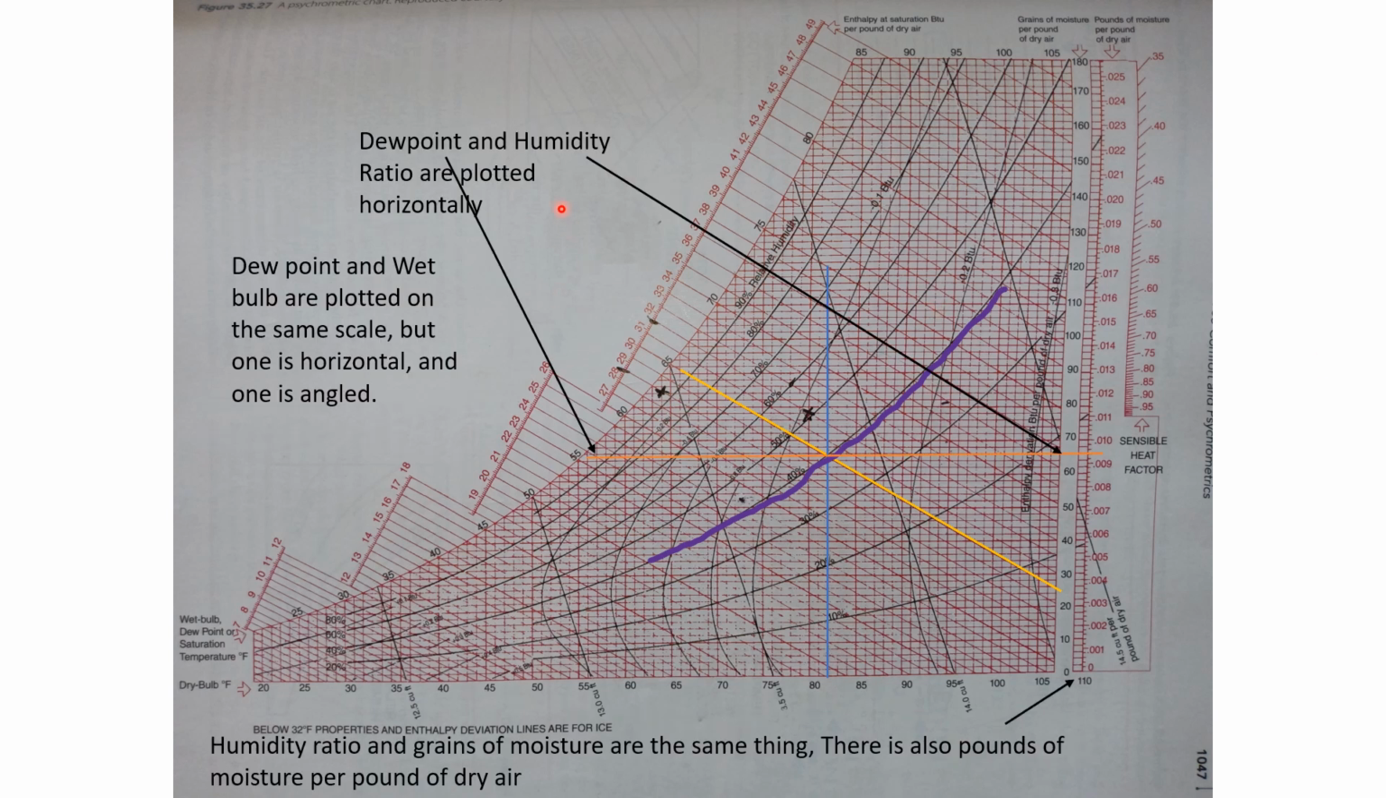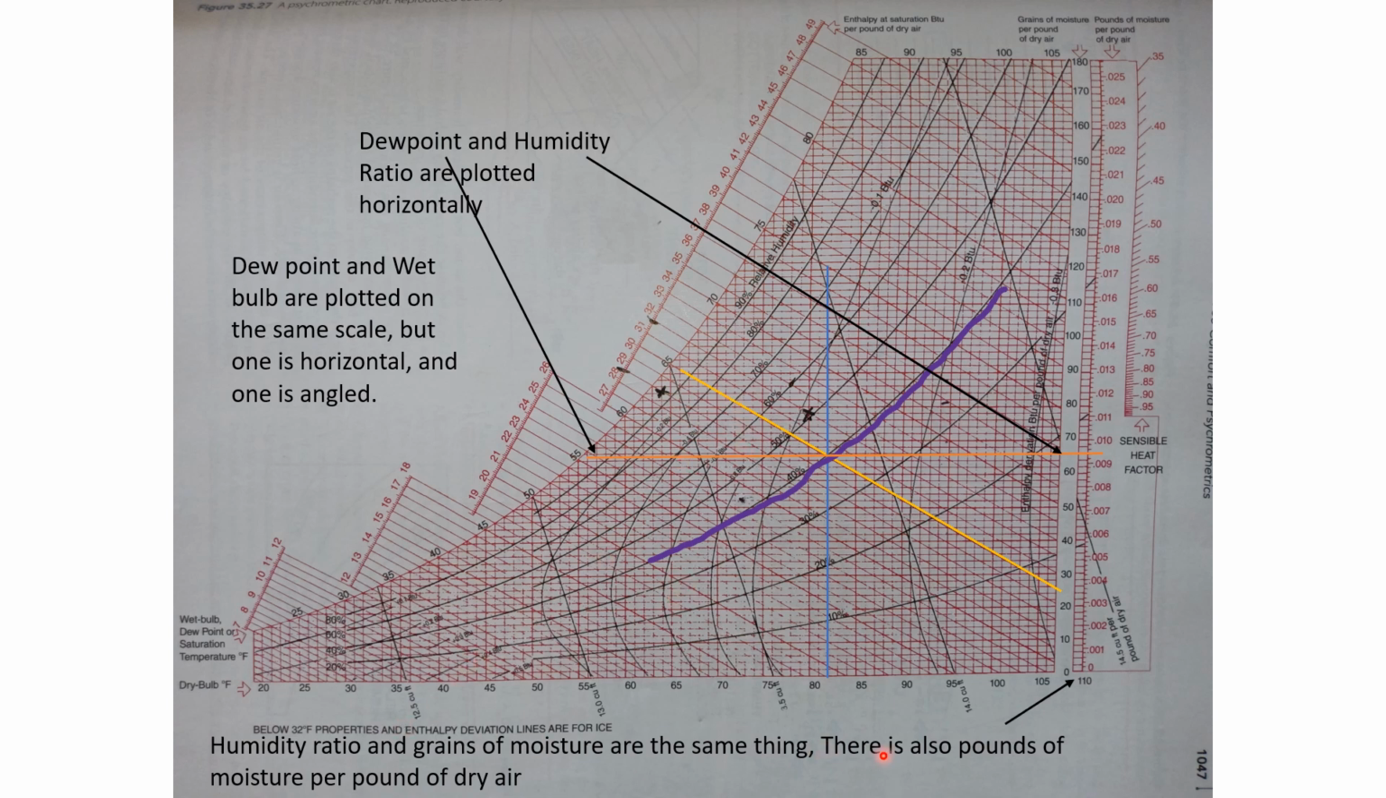And then we've got dew point and humidity ratio, or what they also call grains of moisture per pound of dry air, same thing. You go from where those lines meet and plot horizontally over here to the grains of moisture per pound of dry air, or horizontally over here to read our dew point. So dew point and wet bulb are read off of this same scale, but they're plotted differently. Wet bulb is at an angle like that. Dew point is horizontal, like so.